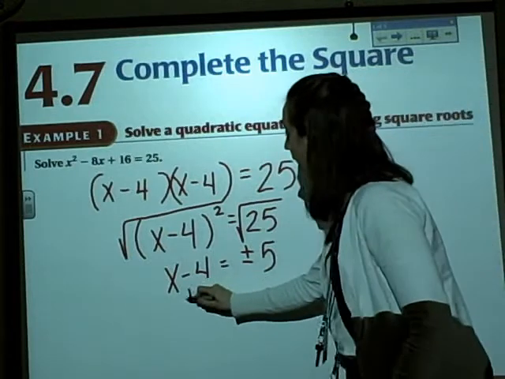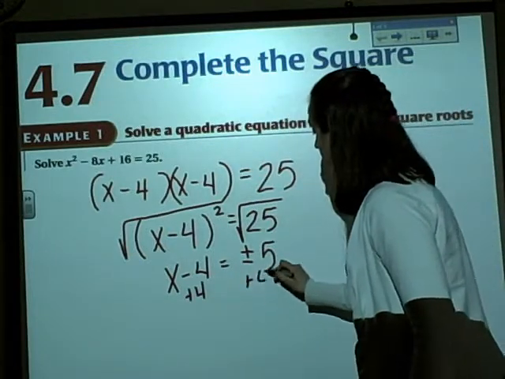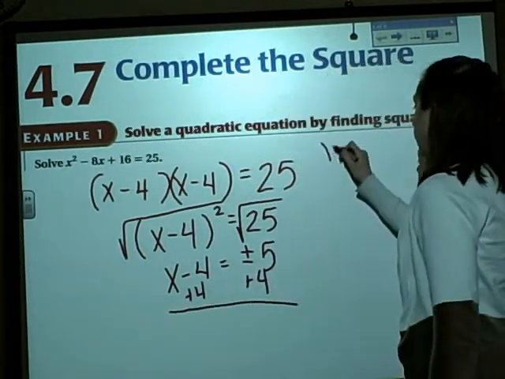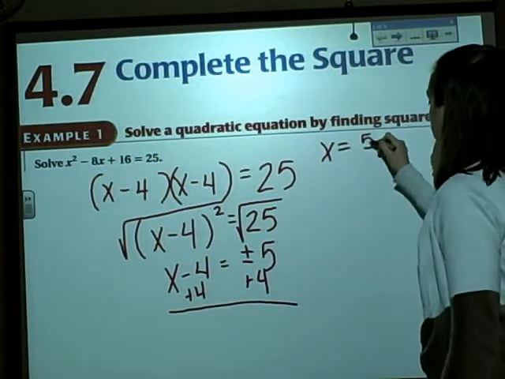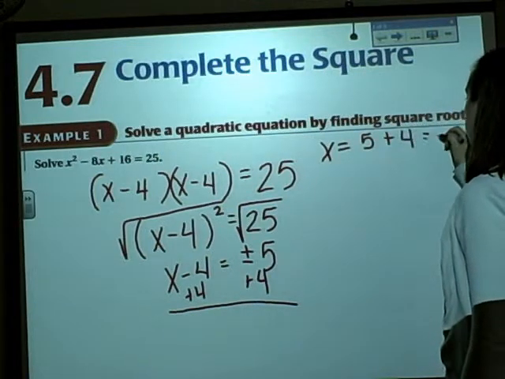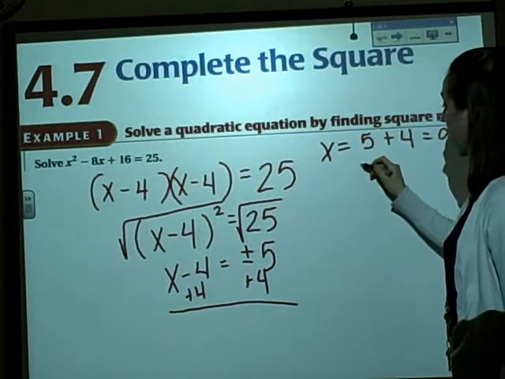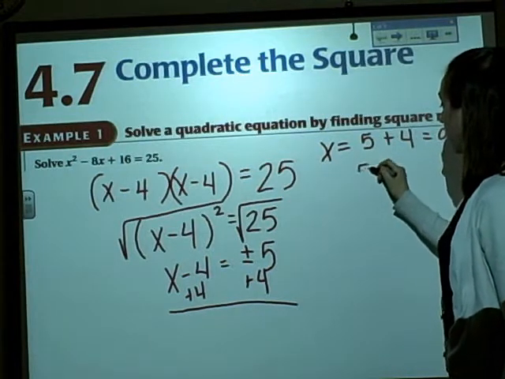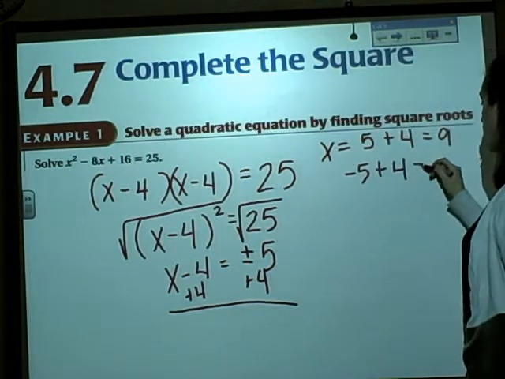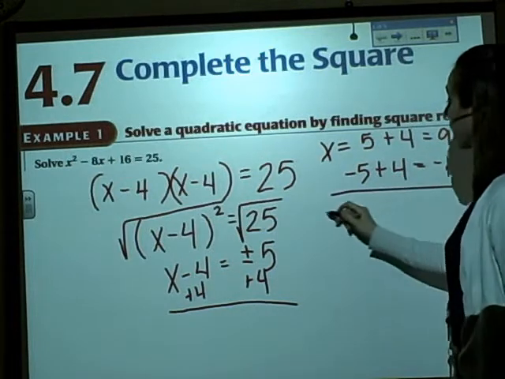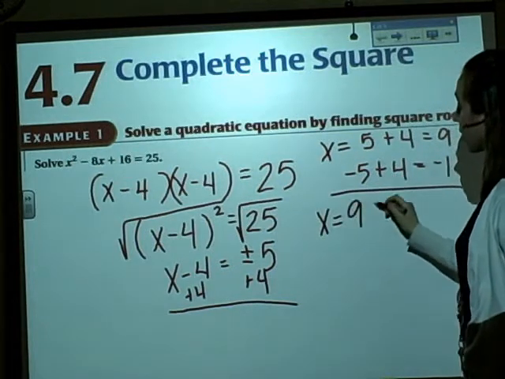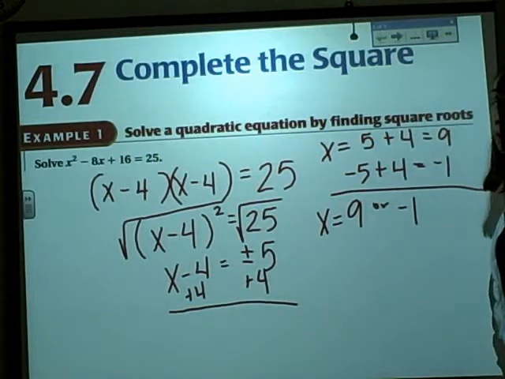We're then going to add 4 to both sides so that we have x equals 5 plus 4, which is 9, or x equals negative 5 plus 4, which is negative 1. So our two answers here are 9 or negative 1.